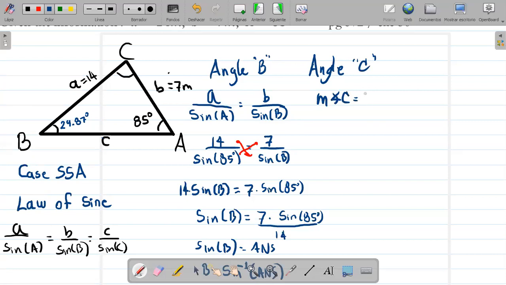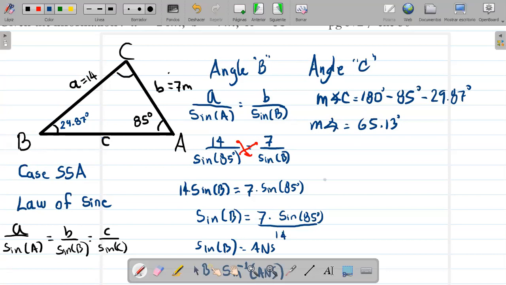Thank you. So we're going to do it like she said, completing the 180 degrees, which means subtracting from 180 degrees the angle measurements we have. So 180 minus 85 minus 29.87, which gives you 65.13.